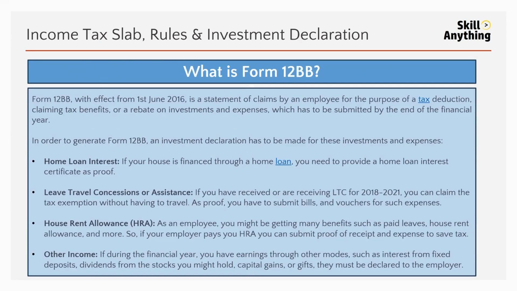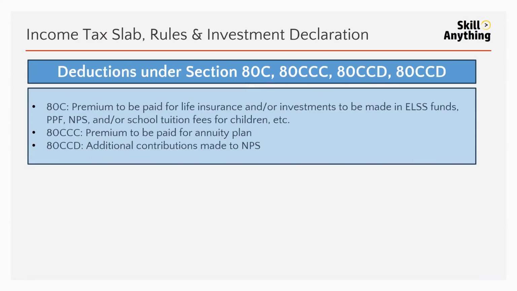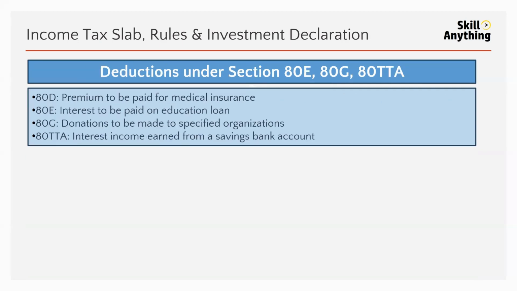So in Form 12B, you have to mention your investments, home loan interest, travel allowance, house rent allowance, or other income. And for tax saving, you can invest your money in life insurance, ELSS fund, PF premium, NPS, and medical insurance. If you have taken an education loan, it is also tax exempt. Interest income in a savings account is also tax exempt.